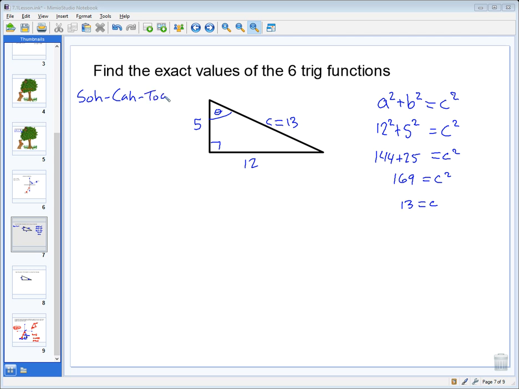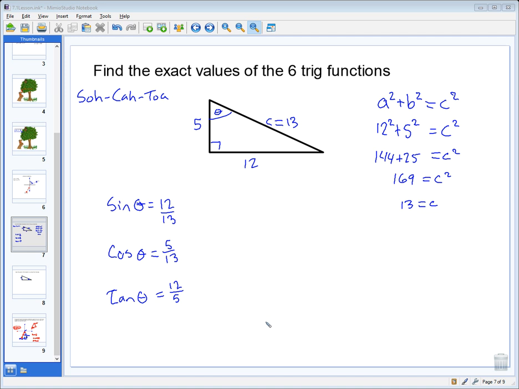Remember, we have SOHCAHTOA. Sine is the opposite divided by hypotenuse. Cosine is the adjacent divided by hypotenuse, and the tangent is the opposite divided by the adjacent. So if we take the sine of our angle, that would be the opposite side divided by the hypotenuse. The cosine of our angle would be the adjacent side divided by the hypotenuse. The tangent of our angle is the opposite side divided by the adjacent side.